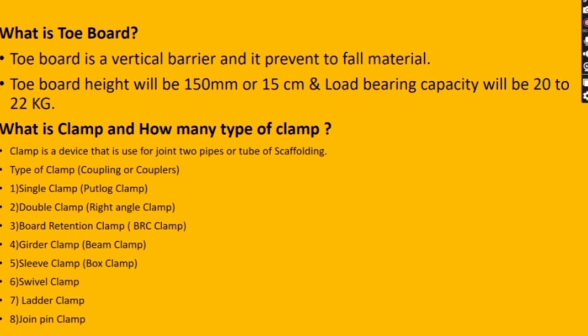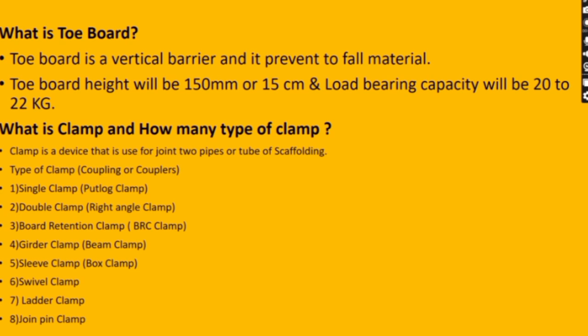What is toe board? Toe board is a vertical barrier and it prevents material from falling. Toe board height will be 150 mm or 15 centimeter and load bearing capacity will be 20 kg or 22 kg.